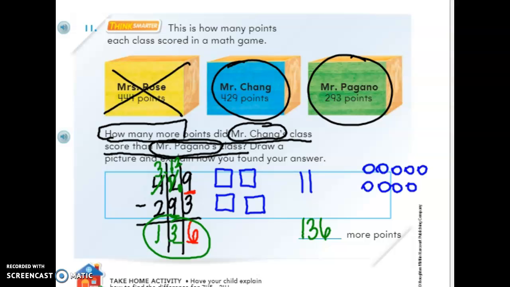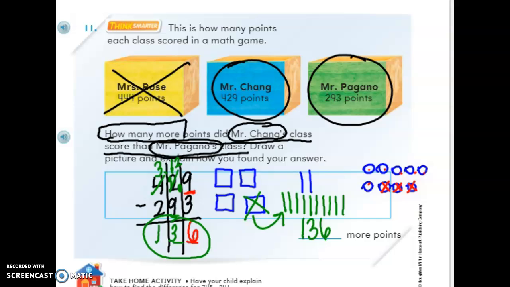I'm going to also draw a picture here. So we have 4 hundreds, 2 tens, and 9 ones. So in the ones place, we had to take 3 away. 1, 2, 3, 4, 5, 6, which we got. In the tens place, we want to take 9 away. Uh-oh, we don't have 9. We have 2. So we had to regroup. We had to go next door and get 10 more. 1, 2, 3, 4, 5, 6, 7, 8, 9, 10.